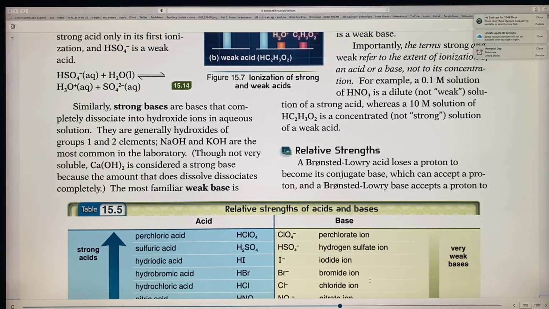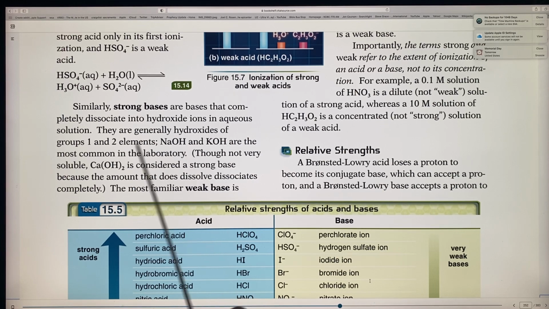Similarly, strong bases are bases that completely dissociate into hydroxide ions in an aqueous solution. They are generally hydroxides of groups 1 and 2. Remember, those are the alkali metals, and elements in groups 1 and 2, like sodium and potassium, are most common in the laboratory. So these are considered strong bases.